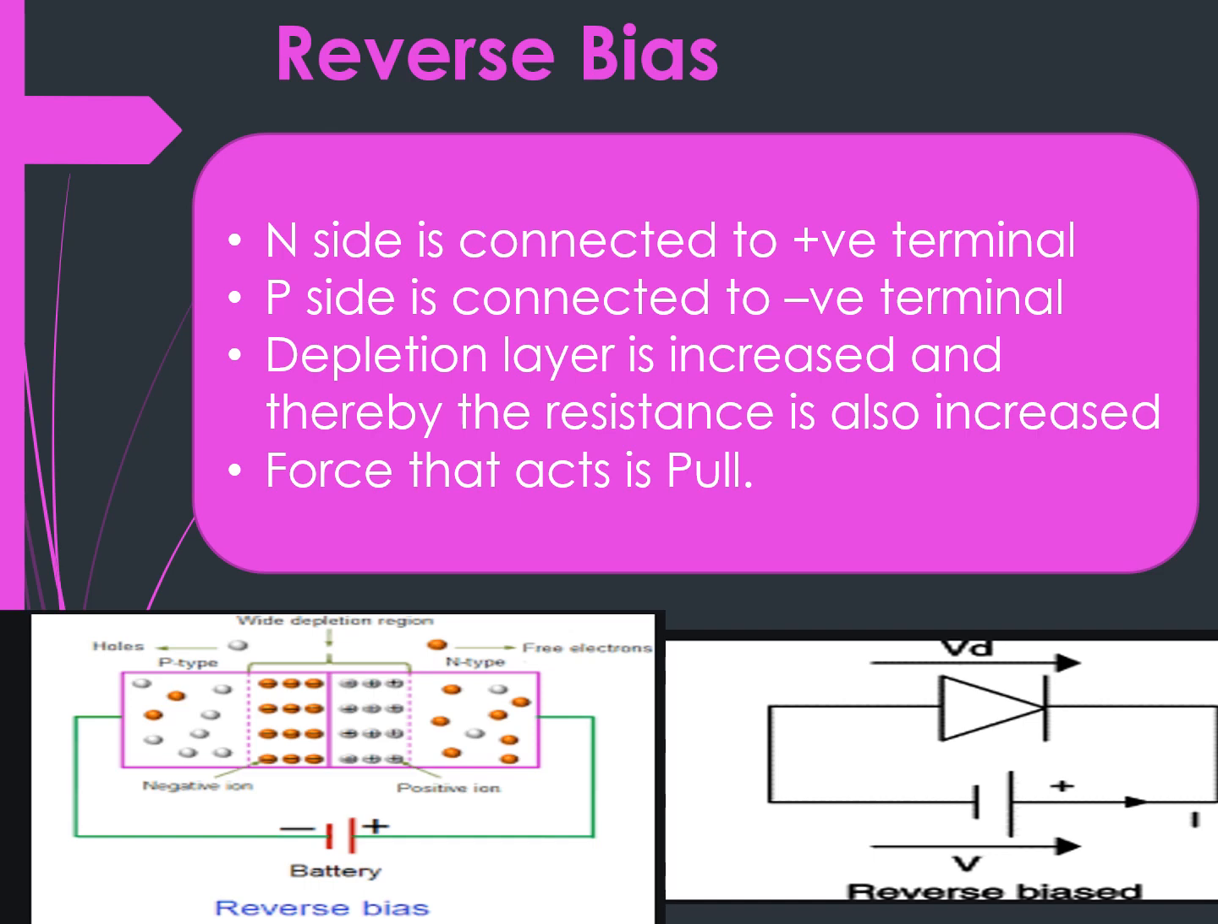In this breakdown, a huge amount of current is passed, but there is not much change in the voltage. That's why it is said that the diode behaves as a voltage regulator. It regulates the voltage. The current increases, but the voltage does not increase.